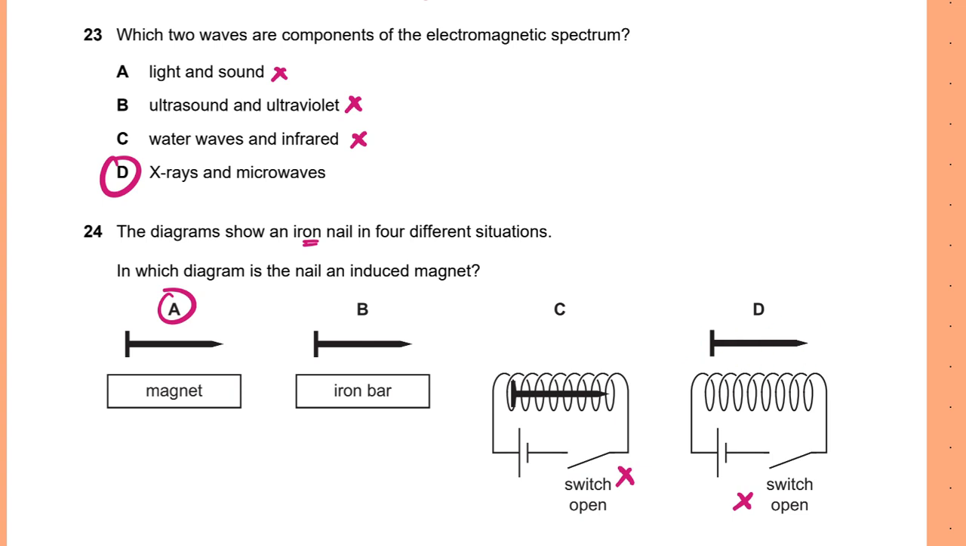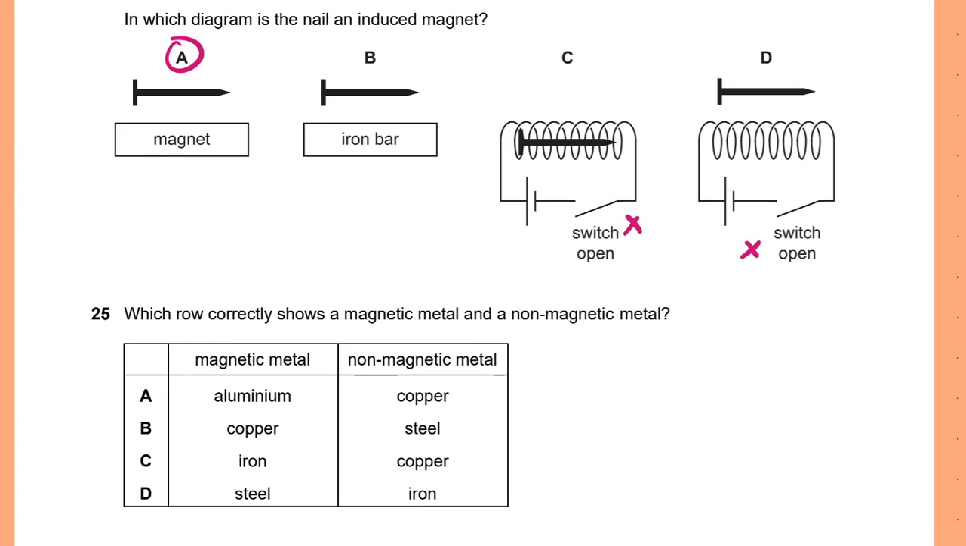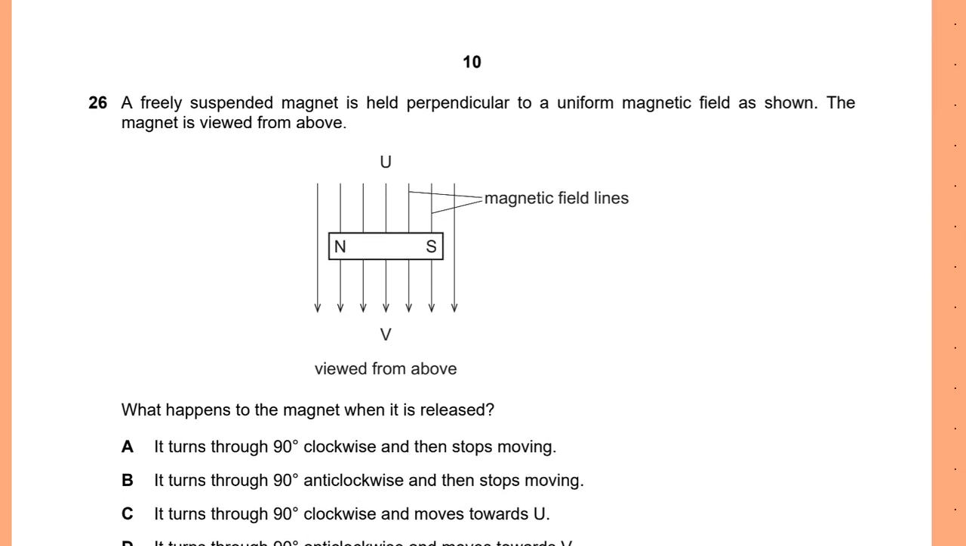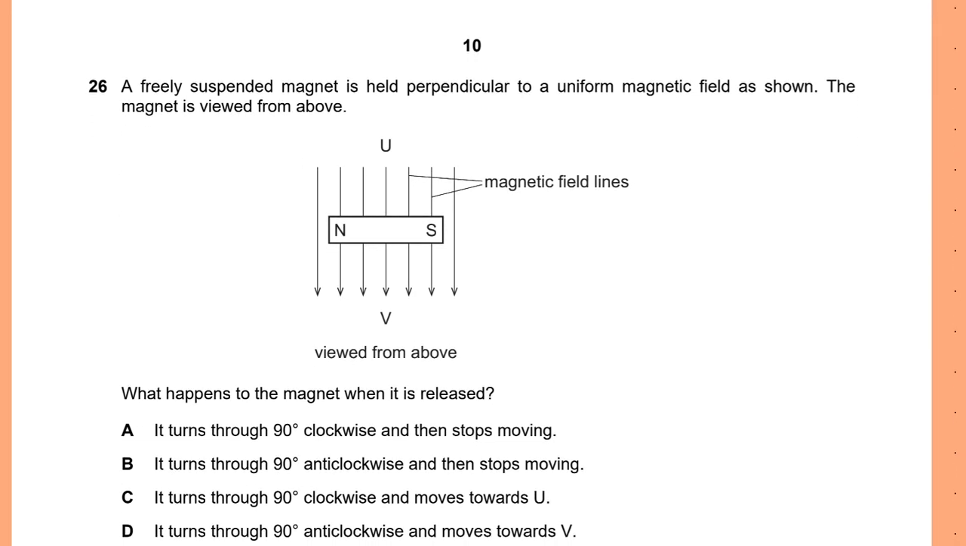So the answer to 24 is A. 25, which row correctly shows a magnetic and a non-magnetic material? Aluminium is not magnetic. Iron is magnetic, steel is a magnetic material, and iron is not non-magnetic, it is magnetic, so it's C. A lot of people do make this mistake, which is why the examiner keeps giving this question again, which is that copper is not a magnetic material. Yes, it is an electrical conductor, but it's not a magnetic material.